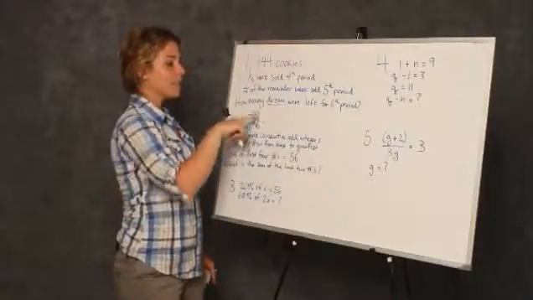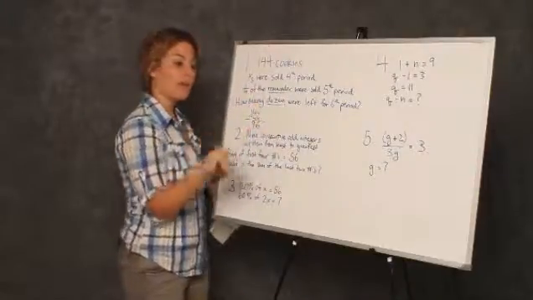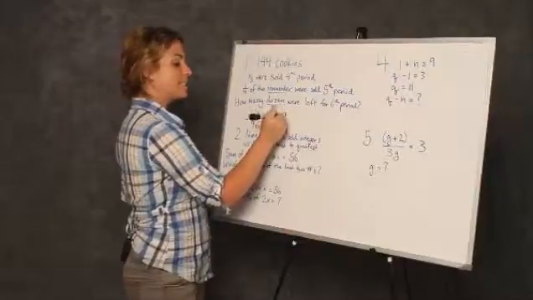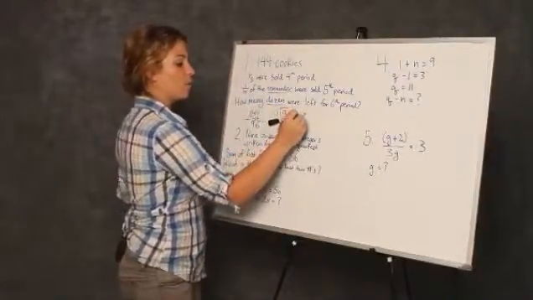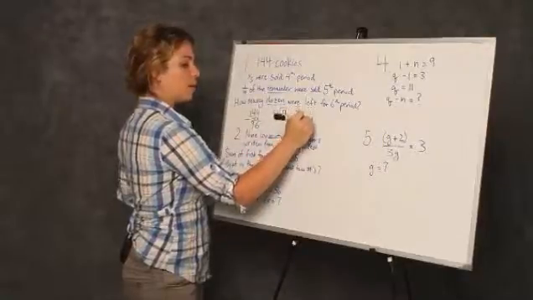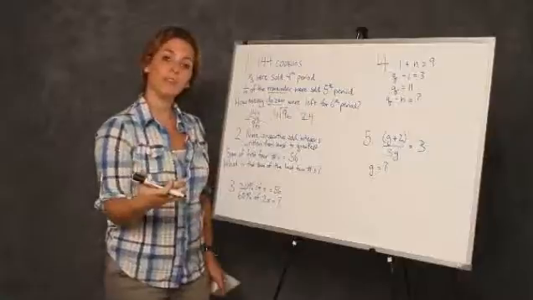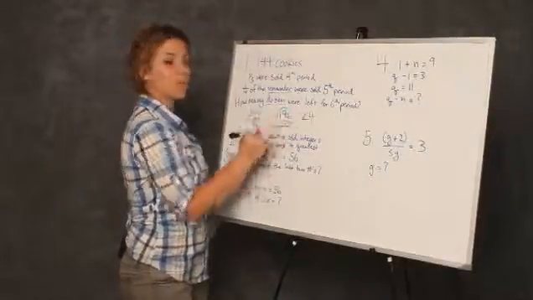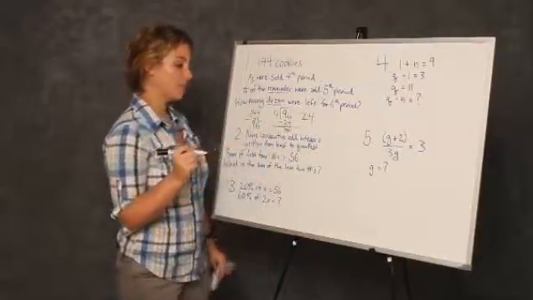So now it says 1/4 of the remainder, so 1/4 of 96. So that means that if we divide 96 by 4, that's going to be 24. And so that means that we sold 24 cookies during 5th period. So if we now subtract 24 from 96, we're then left with 72 cookies.